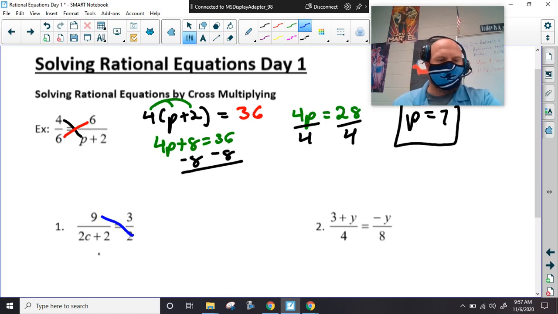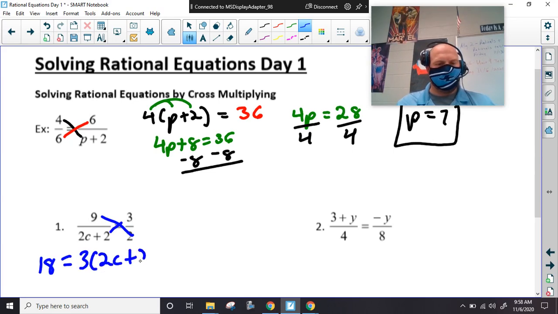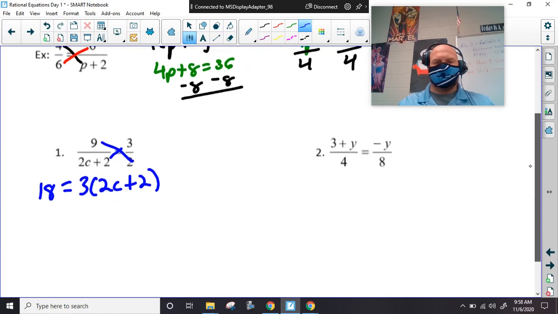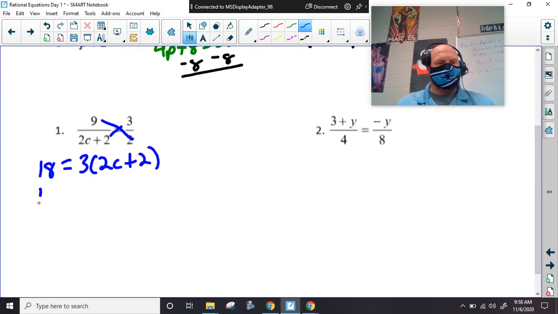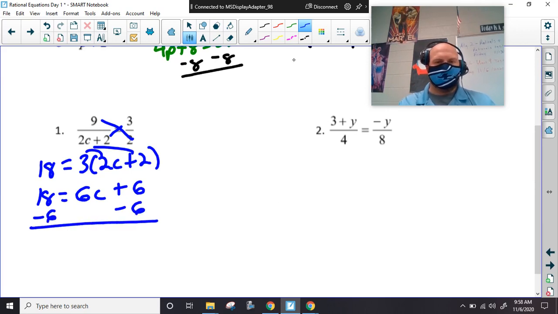All right, so it looks like we have 9 times 2, which is 18. And then 3 times 2c plus 2. All right. 18 equals 6c plus 6. And these are kind of nice because after we cross multiply, the equations are actually pretty easy to solve.